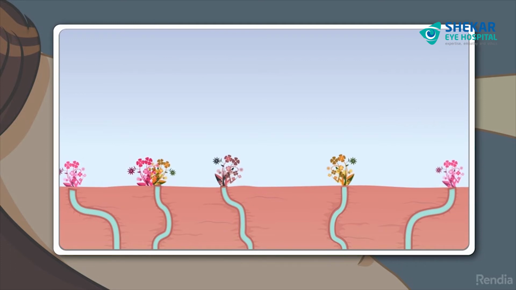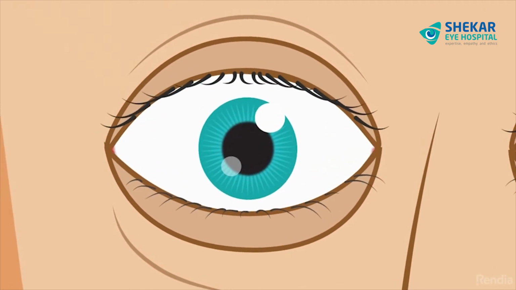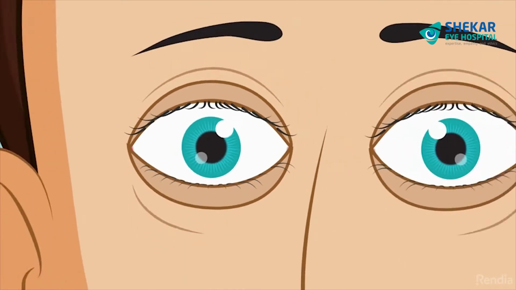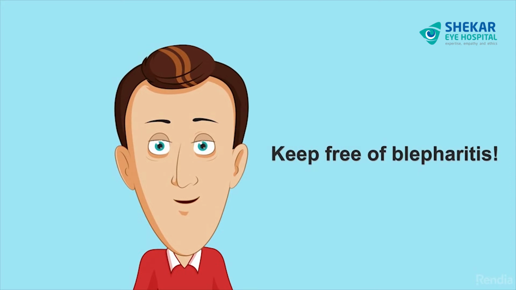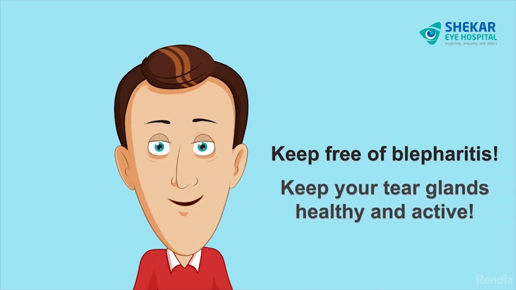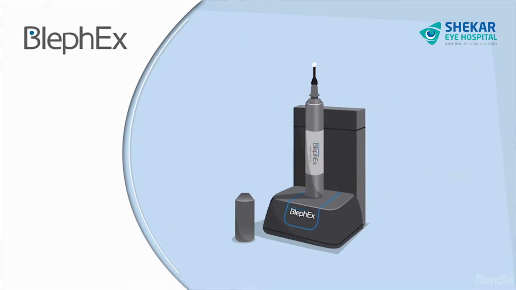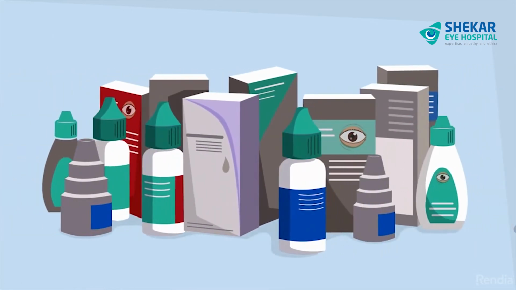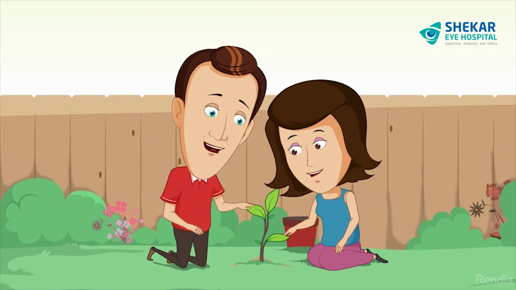The procedure takes just a few minutes and is well tolerated. Most patients report improvements in symptoms almost immediately, and many begin to make more of their own tears again. Blefex needs to be repeated at regular intervals to keep the disease from returning, much like going to the dentist to get a teeth cleaning. By keeping your eyelids in optimal health, you should be able to keep free of blepharitis and keep your tear glands healthy and active for the rest of your life.